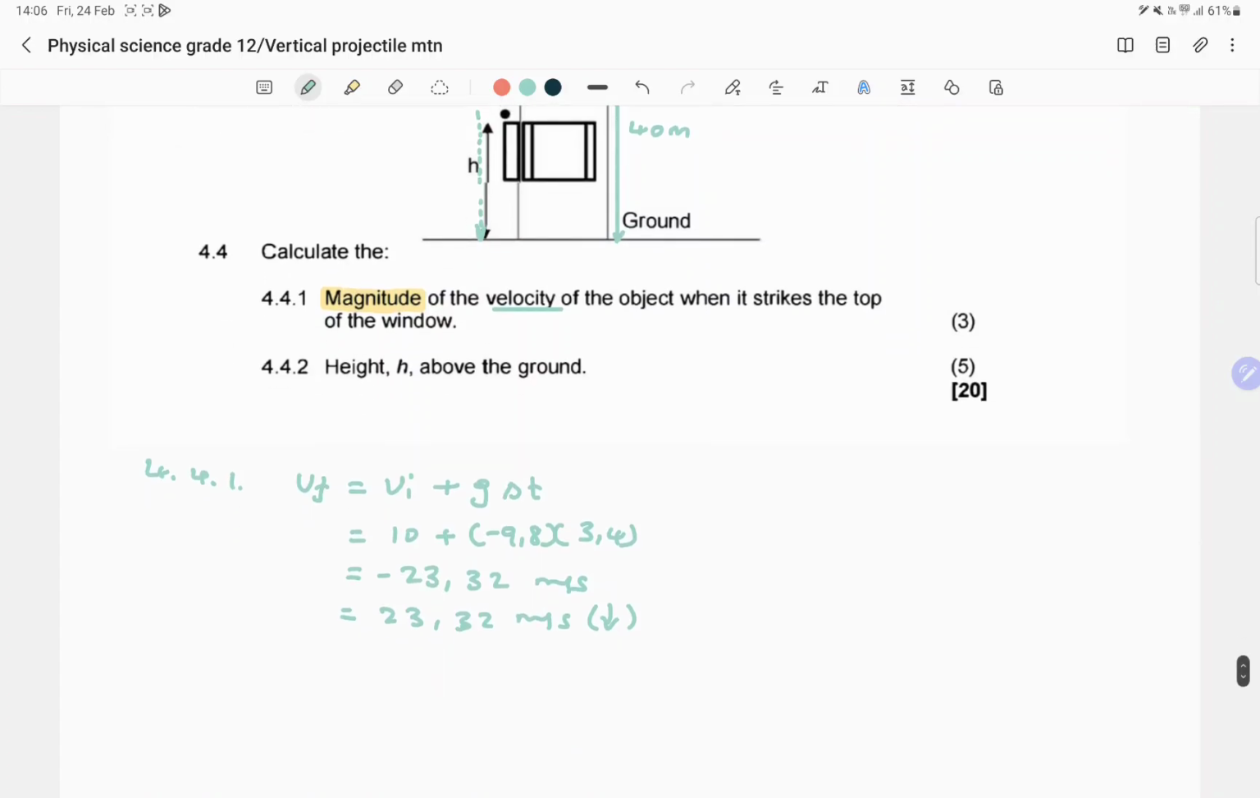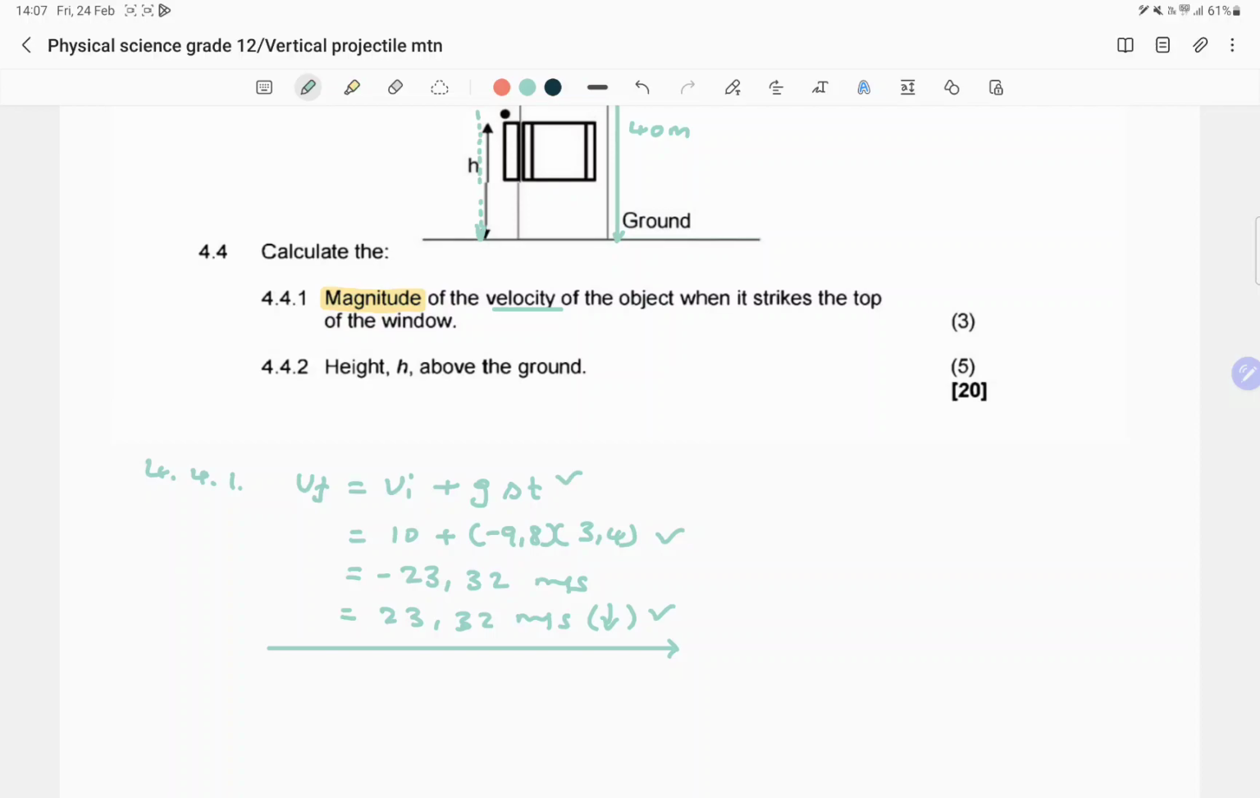So we do not disrespect our vectors, even though they want magnitude. We will always think of the direction, because that can be hurtful if you don't get it right. So this is how you get those 3 marks.